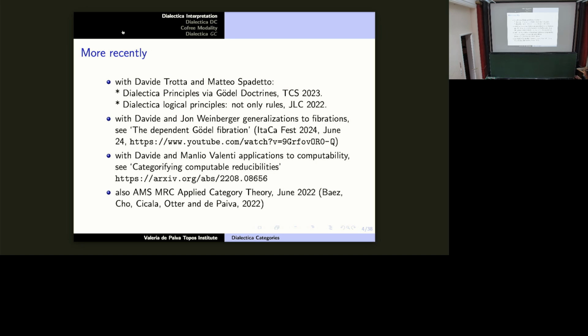But so in June 2022, we had this AMS MRC applied category theory, and this works like that. You have a few months meeting people, then you have a week researching with them in some place upstate New York, and then people write papers about that. I'm expecting 4 papers from that, and 2 of the papers have just appeared, one last week in Oxford.